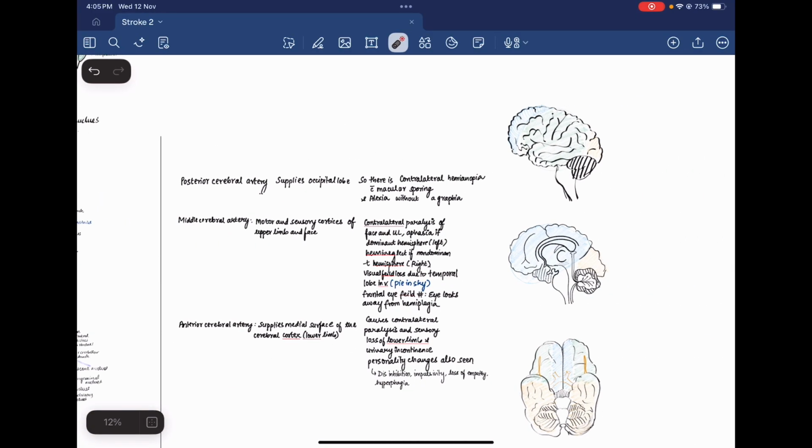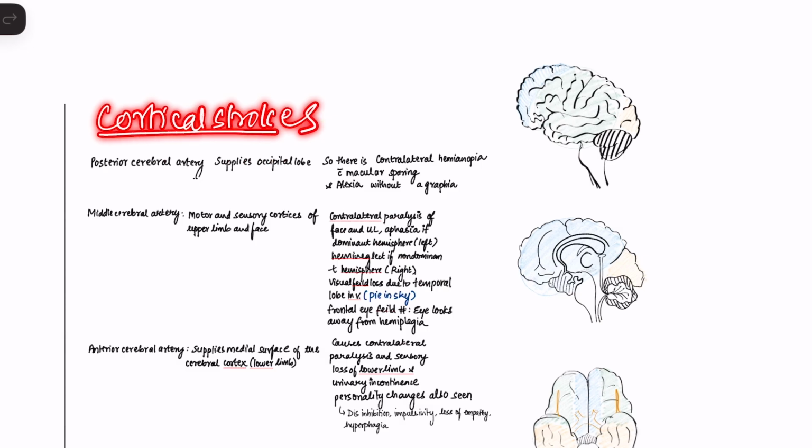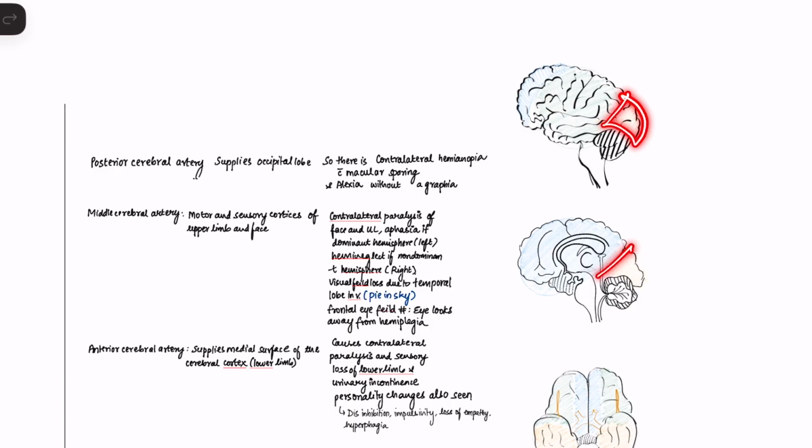Now coming to the cortical strokes. That is strokes of the cerebral cortex. So starting off with the posterior cerebral artery, the posterior cerebral artery will supply the occipital lobe, and the occipital lobe is concerned with vision, right? So any block in the posterior cerebral artery will cause contralateral hemianopia with macular sparing, right?